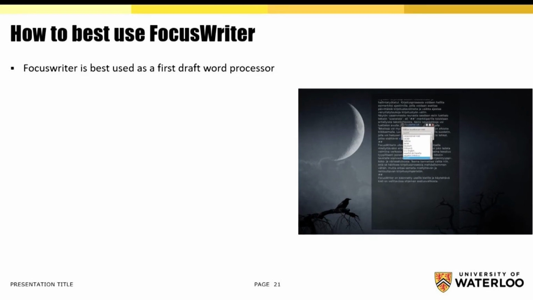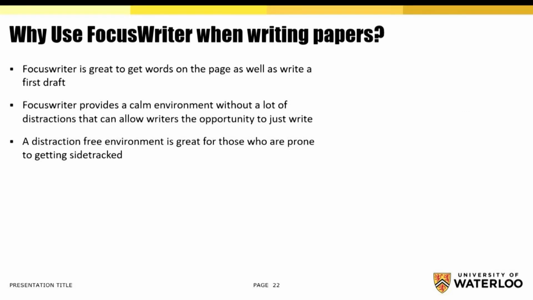FocusWriter is best used as a first draft word processor, one where words need to be put down on the page and creativity is good, but you're not necessarily looking for the best spell checking or formatting. FocusWriter is great to get words on the page as well as write a first draft. It provides a calm environment without a lot of distractions that can allow writers opportunities to just write. Using FocusWriter will allow you to focus on the one thing that matters most for papers, writing. A distraction-free environment is great for those who are prone to getting sidetracked.